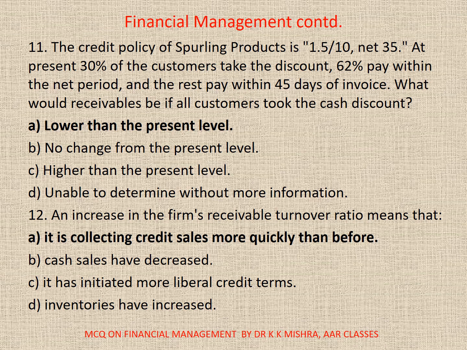12. An increase in the firm's receivable turnover ratio means that A. It is collecting credit sales more quickly than before, B. Cash sales have decreased, C. It has initiated more liberal credit terms, or D. Inventories have increased. So the correct option is A. It is collecting credit sales more quickly than before.